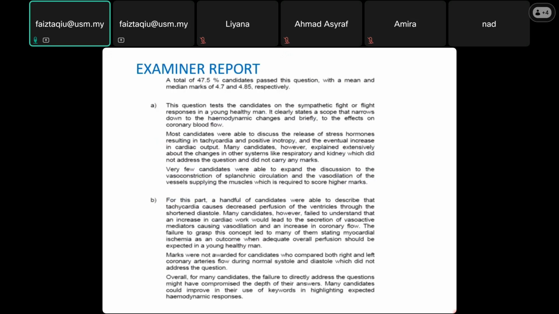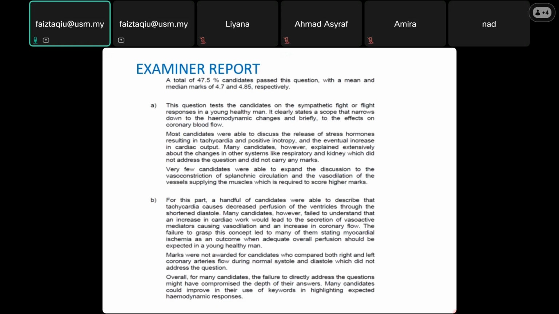Okay, so I put the examiner report here. Almost half passed this. For part A, this question tests the candidates on the sympathetic fight or flight response, and its effect on the coronary blood flow. For this part, a handful of candidates were able to describe that tachycardia causes decreased perfusion of the ventricles through the shortened diastole.